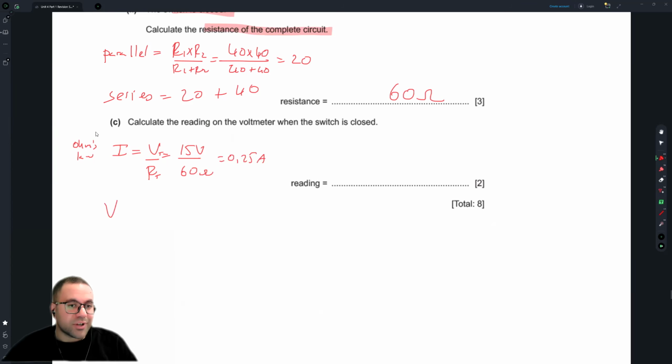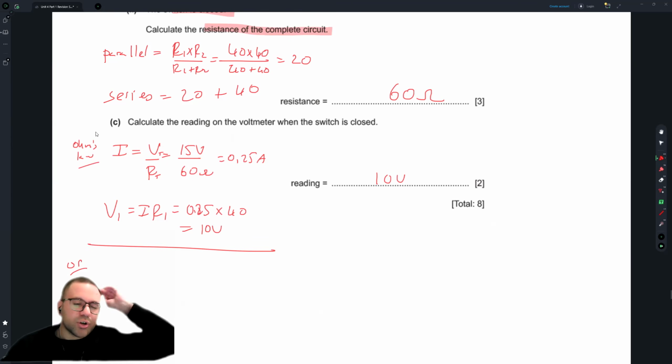Then you use Ohm's law again, but that's to get the voltage of V1, which is the voltage across R1. So it's 0.25 times 40, which gives you what? 10. Yay. Or you can use the ratio example. But ratio of what exactly?